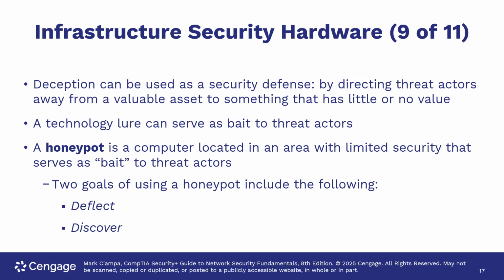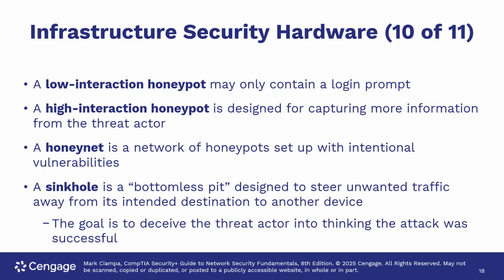What are they trying to do? What are they trying to look for? So deflect and discover. A low interaction honeypot may contain a login prompt. They're trying to hack into something where a login is. Or a high interaction honeypot, where we're capturing more information from the threat actor. Now, if you have several honeypots in there, like one for each of different types of things, then that becomes a honeynet, which is a network of honeypots that are set up with intentional vulnerabilities.